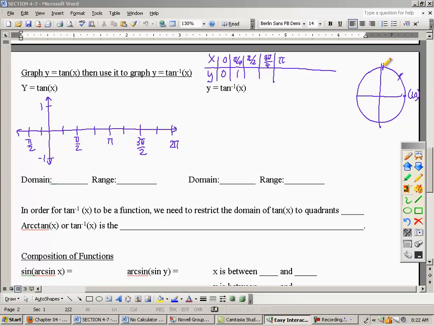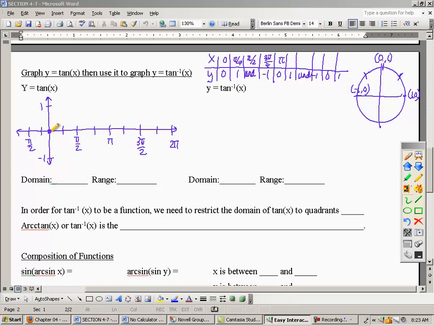At pi over 2, I get the point 0, 1. So sine divided by cosine is an undefined fraction. And at 3 pi over 4, one value is positive, one value is negative, so a positive divided by a negative is negative 1. And at pi, I have the point negative 1, 0, and 0 divided by anything is just 0. And I think we could start to see this pattern, and hopefully you recognize it from the day before.